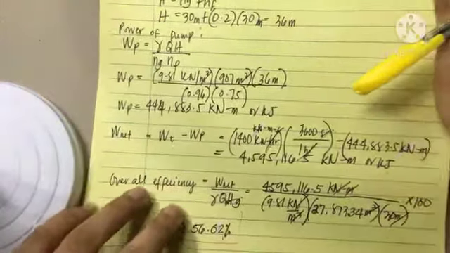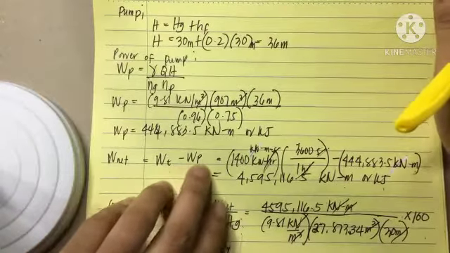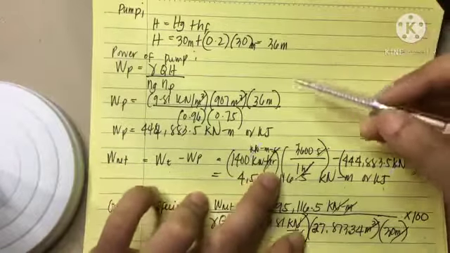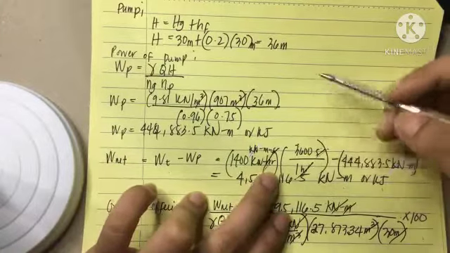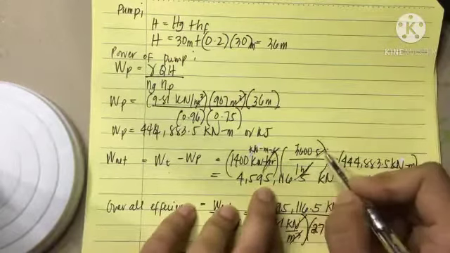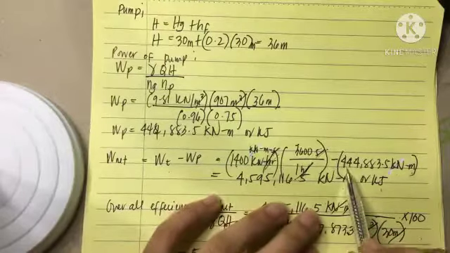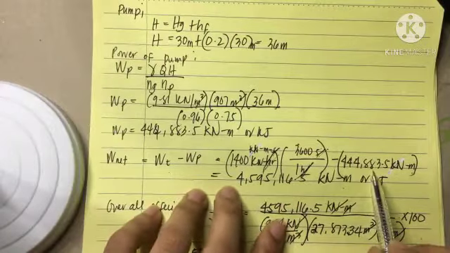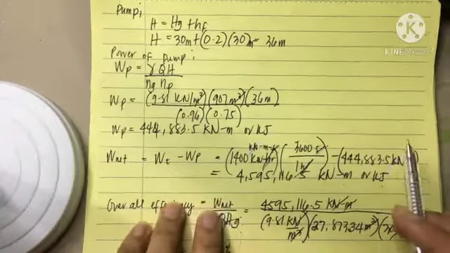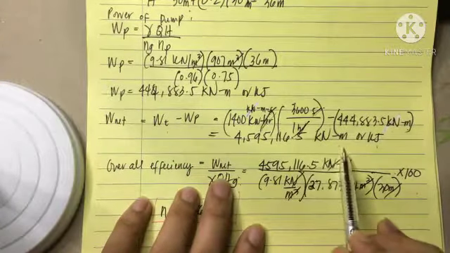So by solving the net power, equal to the power of your turbine minus the power of your pump, is equal to your 1,400 kilowatt hours. By converting your hours to seconds, we multiply it by 3,600 seconds. So cancel out the hours and the second. So the remaining unit is kilonewton meter minus 444,883.5 kilonewton meter, which is the power of your pump. So it gives us an answer of 4,595,116.5 kilonewton meter or kilojoule.